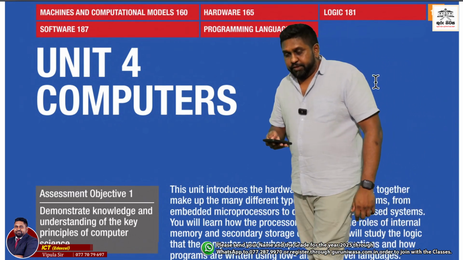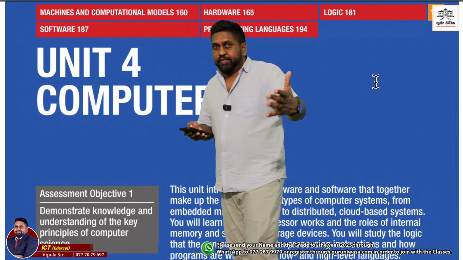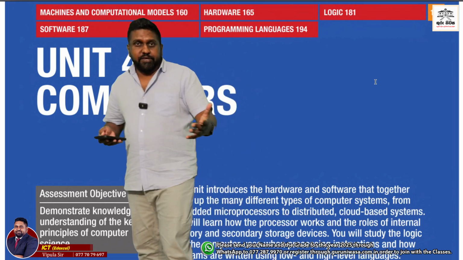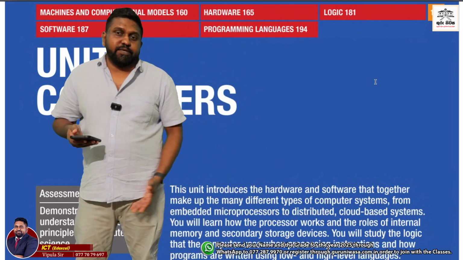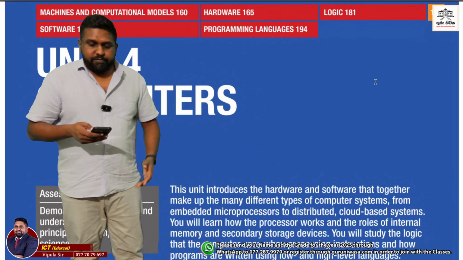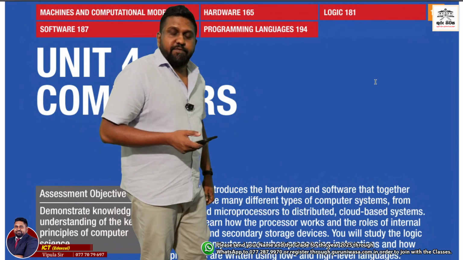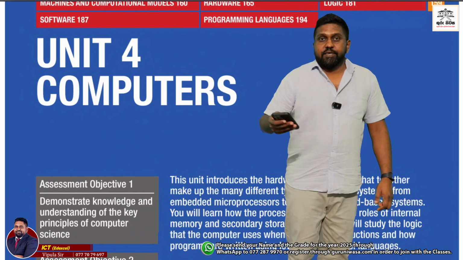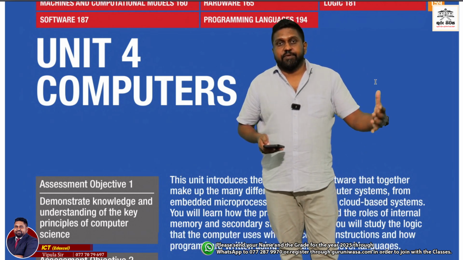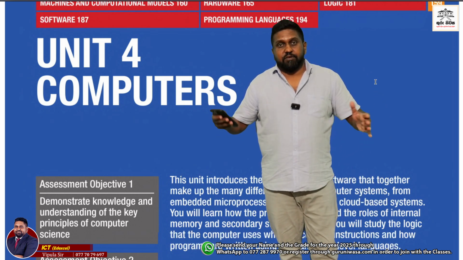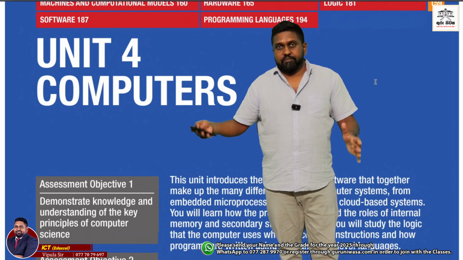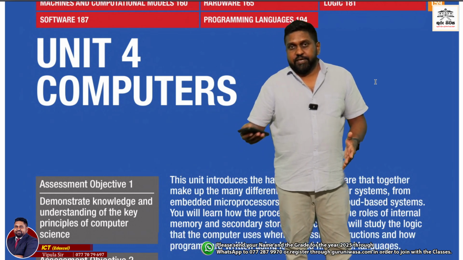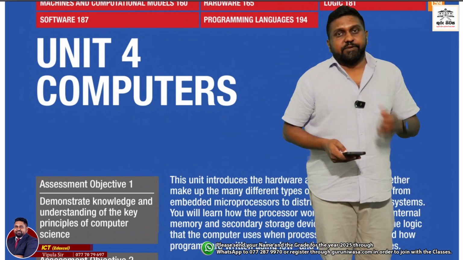Since this is the second year, we are jumping directly into unit 4. We'll be starting from unit 4 itself, and then continuing to the next consecutive modules, and we'll be trying to finish off this particular set of modules by the time you get into your exams.